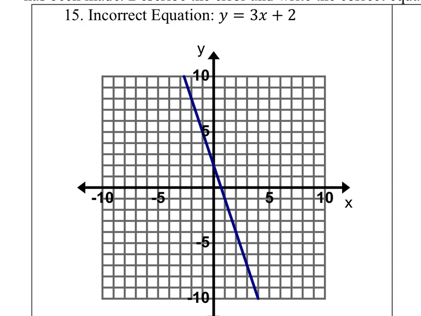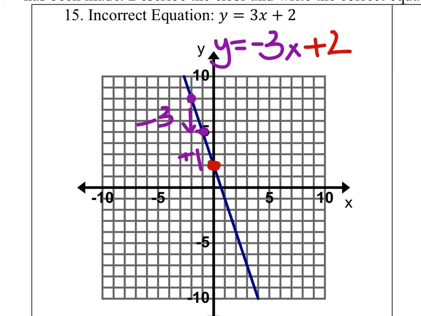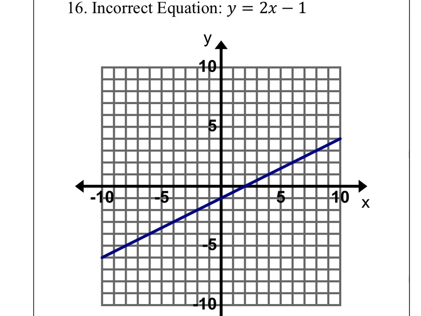Well, if we were to find the slope on this thing, what would it be? Yeah, this one, if we look at this point right here, and then this one, we can see we would go down 3, and then to the right 1. That makes our slope negative 3 times x. Now what about the y-intercept? How did they do on that one? Man, that one's good. Yep, that's a positive 2. So the only problem with this is that they forgot to make the slope negative. That's not too bad. Same idea on this one.